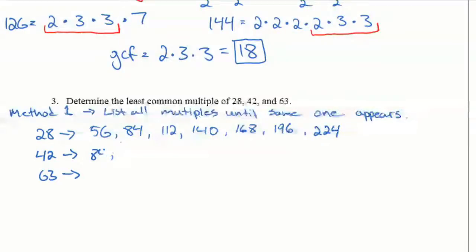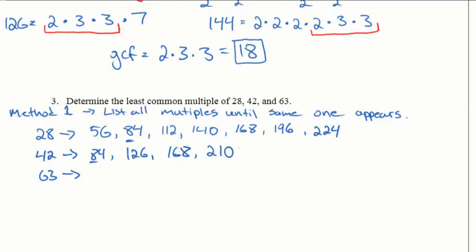And I'm thinking, I see 84 has appeared here and here. Maybe that's the one I'm looking for. Maybe it's not. I still have to do the 63. 42 times 3 is going to be 126. Times 4 is 168. Times 5 is 210. So maybe I'll just go to 210.